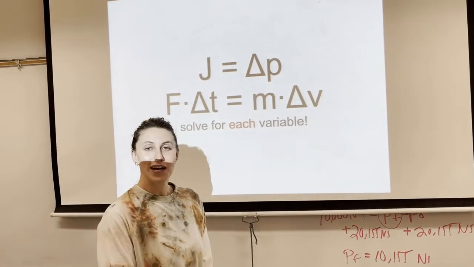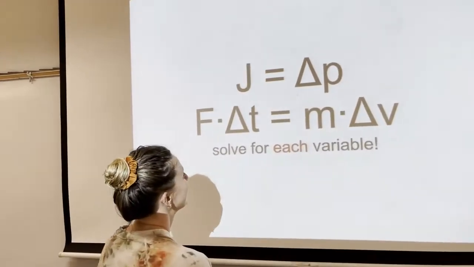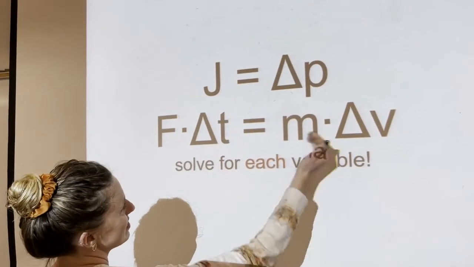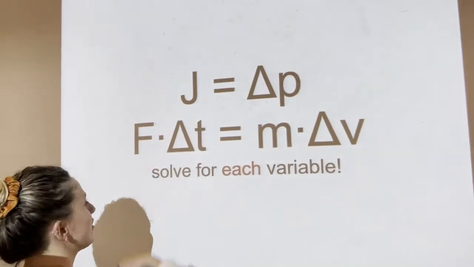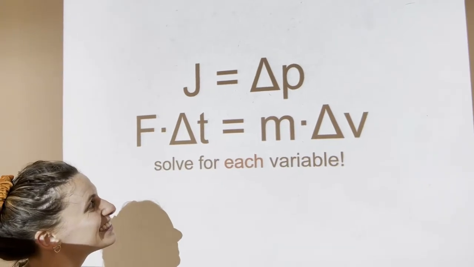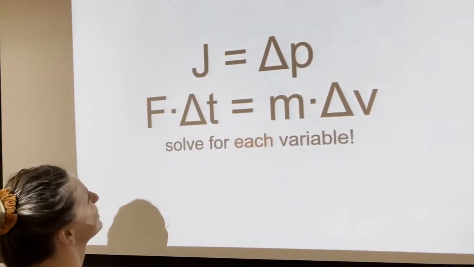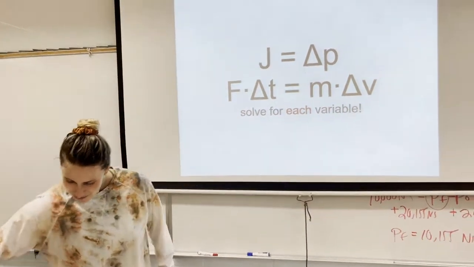Can you solve this for each variable? How would you solve for force, Ms. Mo? We just divide by delta T over there. How would you solve for mass? Divide by mass, put it over here. So whatever you want to find, divide by the other thing on the other side and get the answer. Okay.